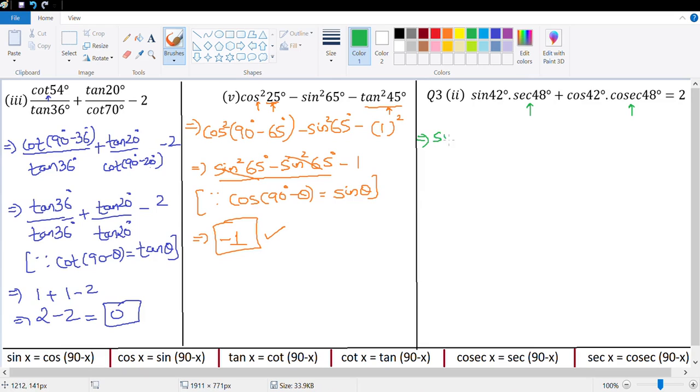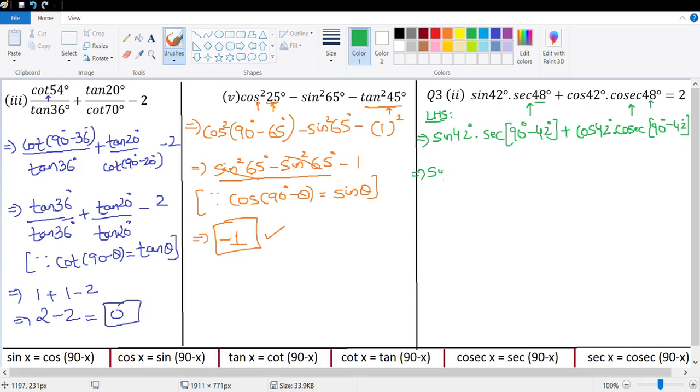So the first term remains the same, which is sine 42 degree dot sec. Instead of 48 degree, I write this as 90 degree minus 42 degree. So all I have done is written 48 as 90 minus 42. In the second term, I leave cos 42 exactly the same and I change 48 degree as 90 degree minus 42 degree. So I am working with the left hand side. I have written nothing, changed nothing, but instead of 48, I have written as 90 minus 42.